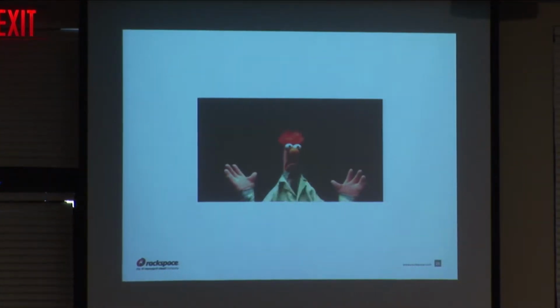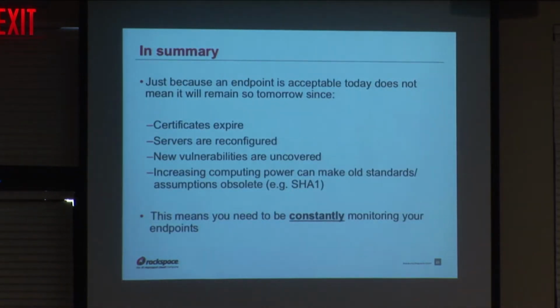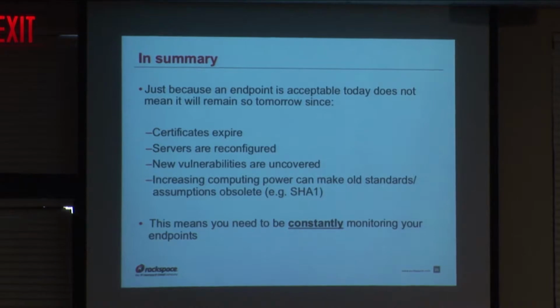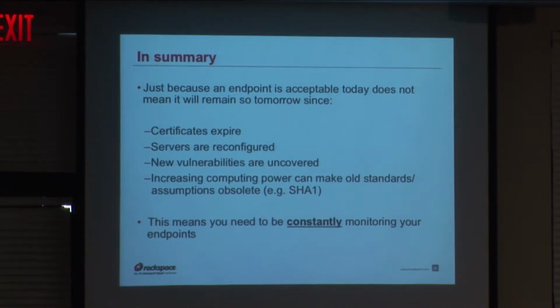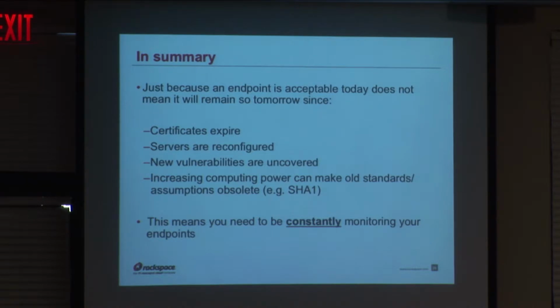So this might be kind of what you're thinking at this point, like, this seems like a lot, right? I mean, I thought I just kind of plugged in my certificate and was ready to go, but certs expire, servers are reconfigured. If you're in a very fast-moving Chef managed, Ansible managed thing, things are changing daily, maybe more than that. You get new vulnerabilities coming out fairly frequently, whether in the protocol or in the actual software.